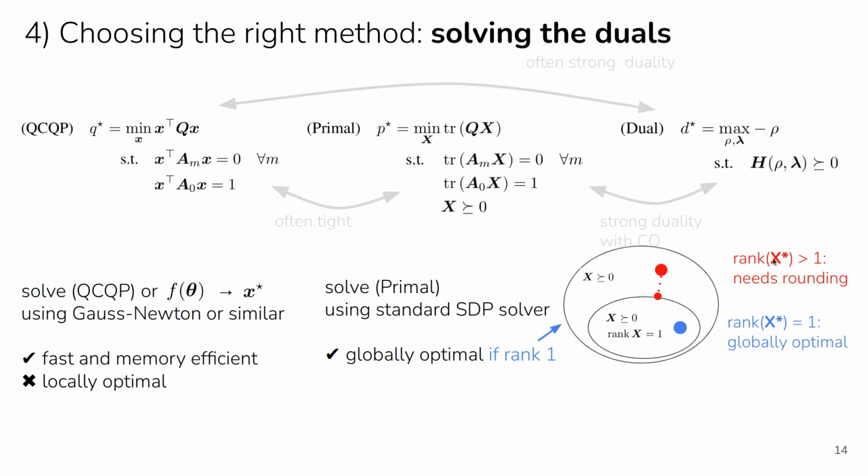And if the rank is not 1, then what you need to do is what's called rounding. So you need to project your solution to the set of matrices with rank 1. And then you can be relatively far from the global optimum potentially, and it's not even a locally optimal solution anymore. It's just some estimate without any guarantees of how good this estimate would be.